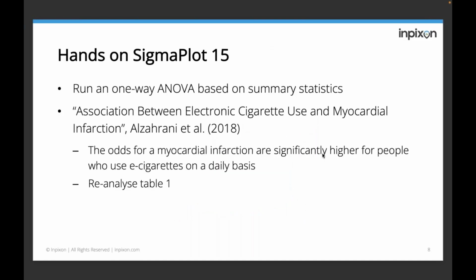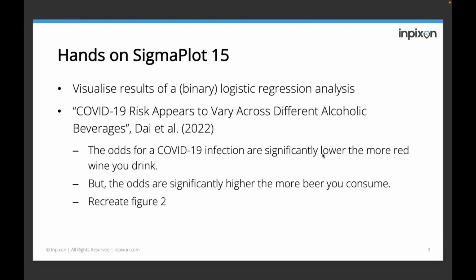And of course, there are more options as well, like running ANOVA on summary statistics, or recreating some more advanced or fancy plots. I just want to show you this: a plot you can use, for example, for the results of a binary logistic regression. It's something you will come across in medicine very often because you then get an odds ratio.